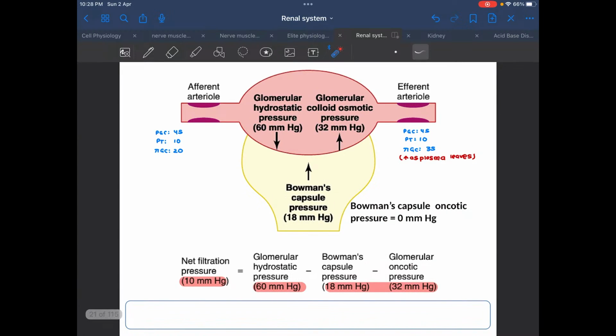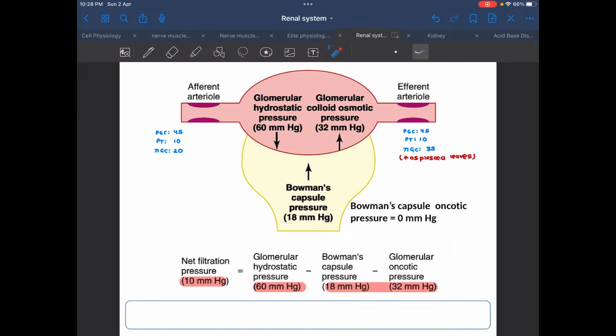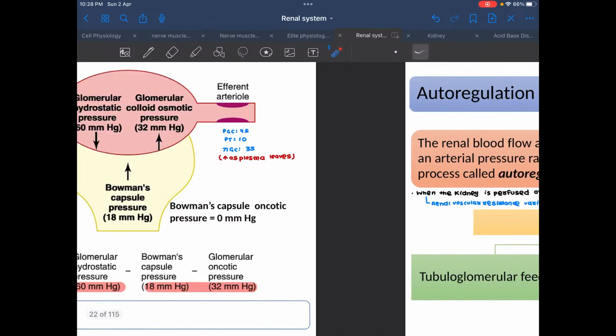So this is again a diagrammatic representation of what we were talking about. The net filtration pressure amounts to the glomerular hydrostatic pressure, which is 60, minus the sum of Bowman's capsule pressure, that is the PIF, and the glomerular oncotic pressure, which is your pi C, and this amounts to about 50. This is 60, so the net filtration pressure comes to about 10 millimeters of mercury.